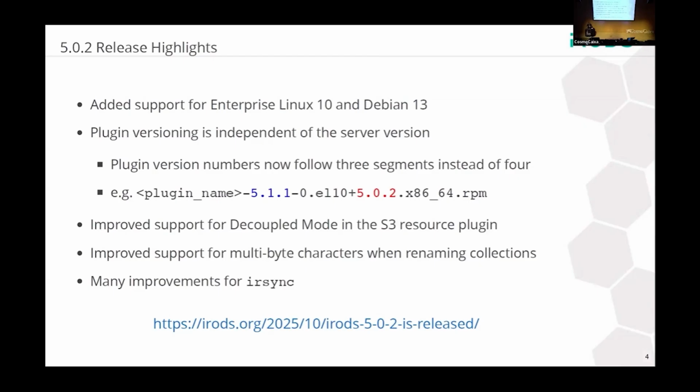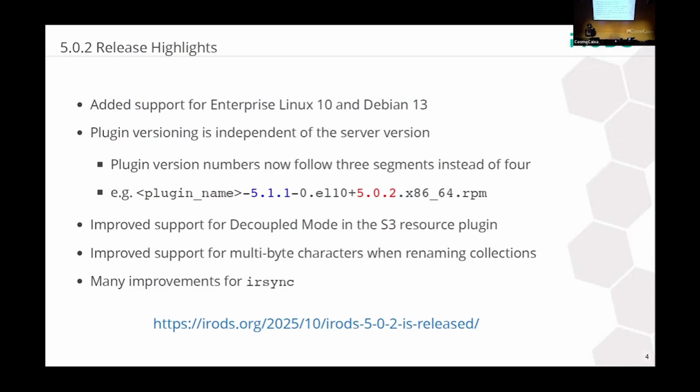Now, with this new scheme, we also include the version of the development package that the plugin was compiled against. If you look at the example here with the plugin name and the colored text, the 5.1.1 represents the plugin version, and the red text represents the iRODS development package or iRODS version that it was compiled for. So you always know based on the package name what version the plugin is designed for.